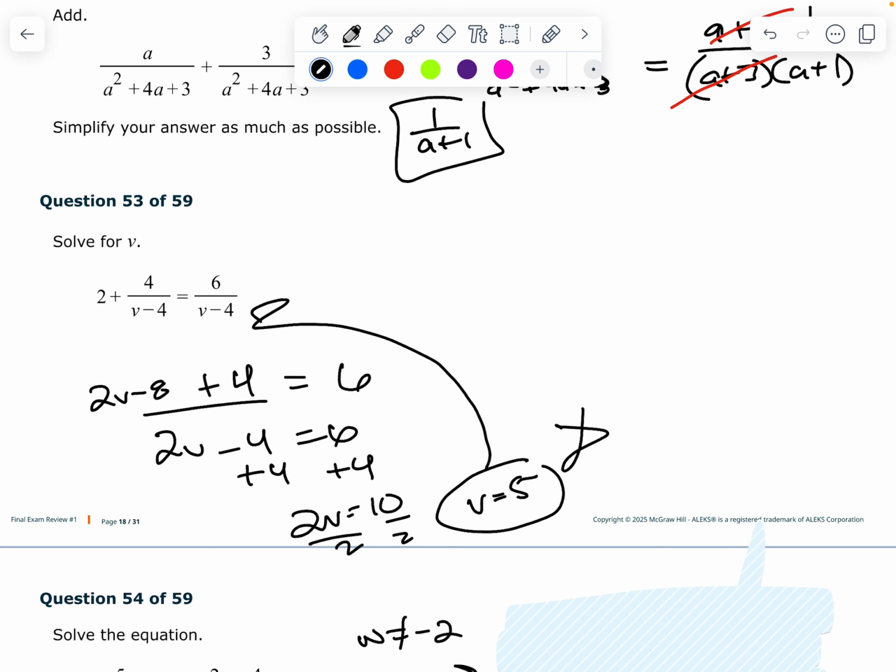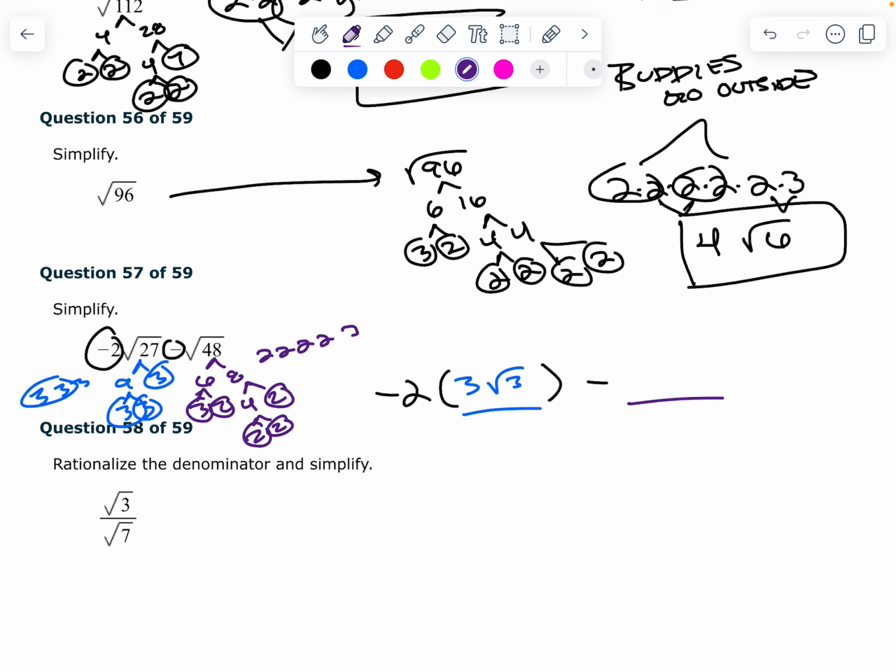So let's get our problem a little organized here. We have negative 2 times something minus something, right? Negative 2 times the blue thing minus what I think is a purple thing. All right, for the blue, I have 3, 3, and 3. Those are buddies. That 1, 3 has to go inside. For the purple, I have 2, 2, 2, 2, and 3. Those are buddies, those are buddies, makes 4. Inside is 3.